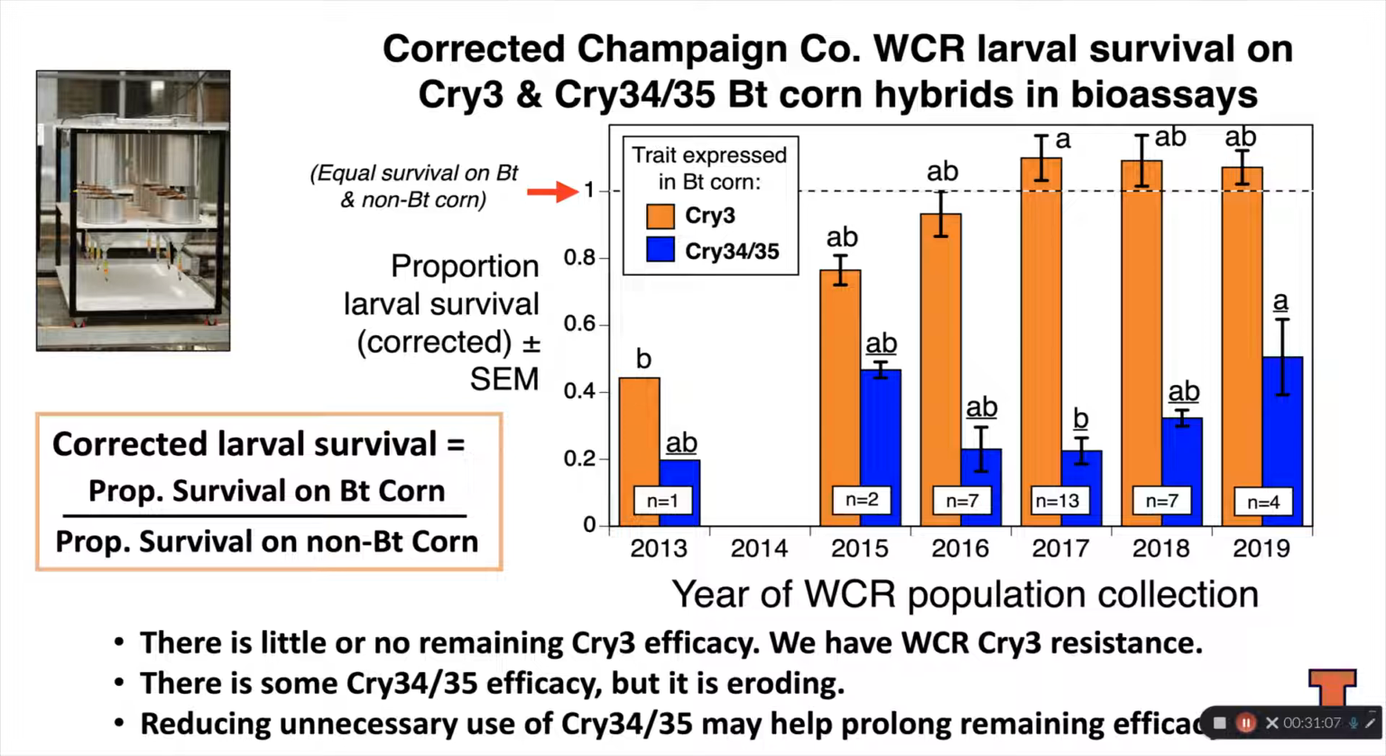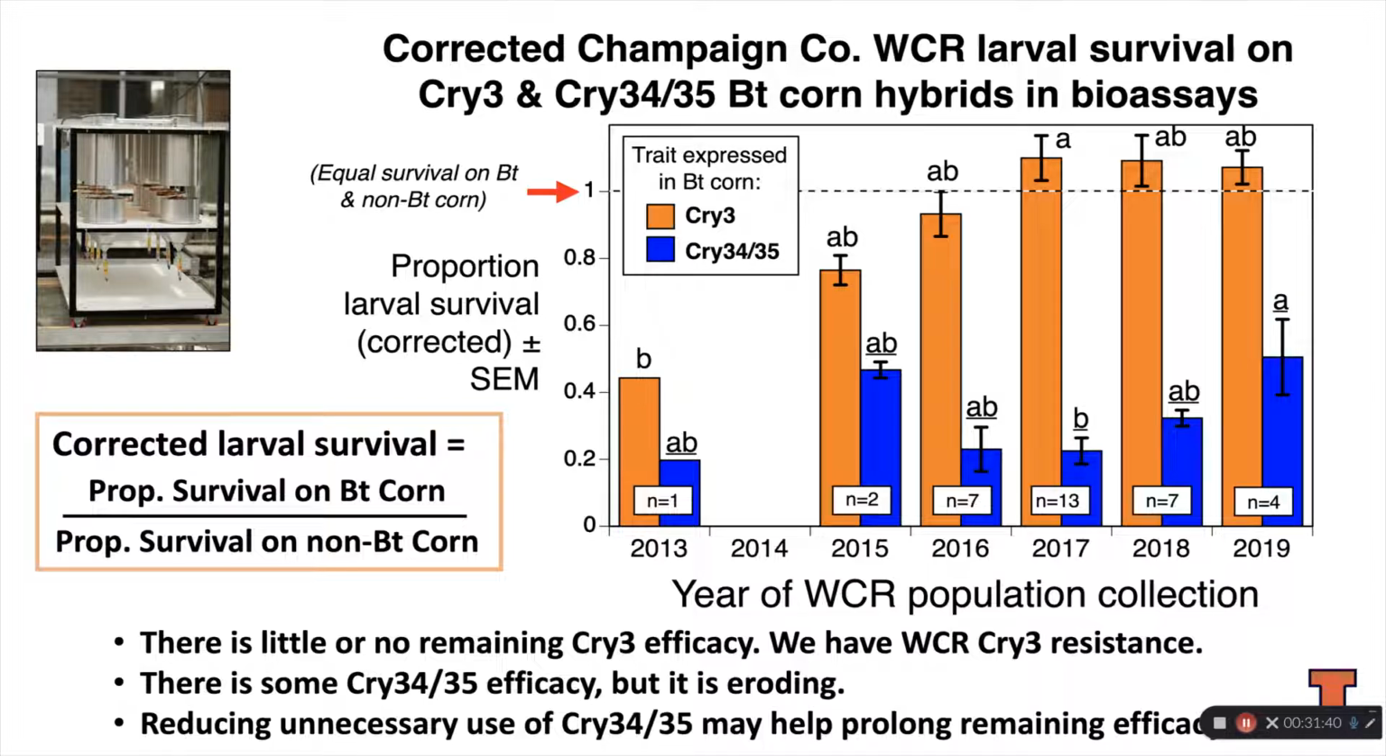Looking at the orange bars first, you can see that the corrected survival for Western corn rootworms on Cry3 toxins increased from a little bit more than 45% up to 100% survival within 3 or 4 years between 2013 and 2017. This means that there is little or no remaining efficacy to Cry3 traits in Champaign County, and we have resistance to those traits. If we look at the Cry34-35 toxin, we see a slightly different story.